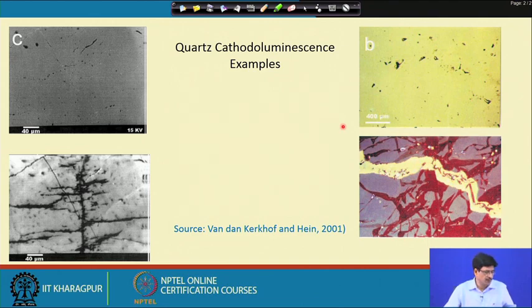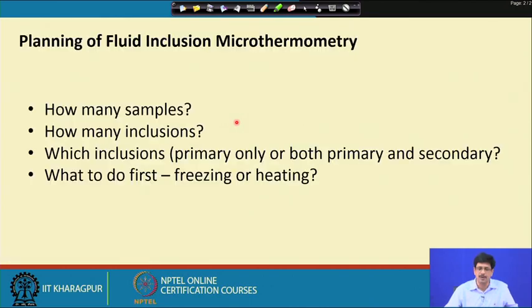In summary, cathodoluminescence can definitely be used wherever the facility is available, but fluid inclusion petrography, if very meticulously done and followed by microthermometry, can always compensate for the deficiency because of non-availability of a cathodoluminescence study.